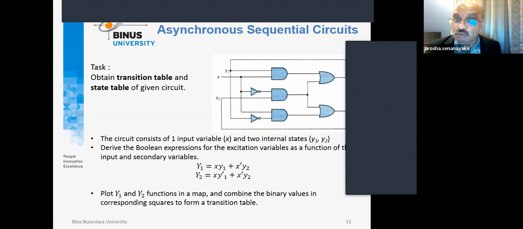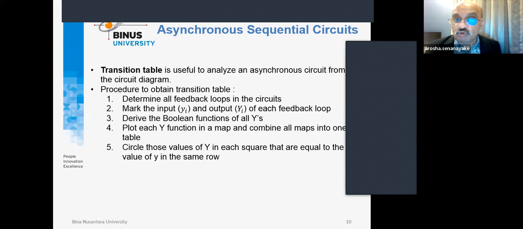Two important Boolean expressions. So then we follow this. So then derive Boolean expressions, we have done. So then now we have to plot.